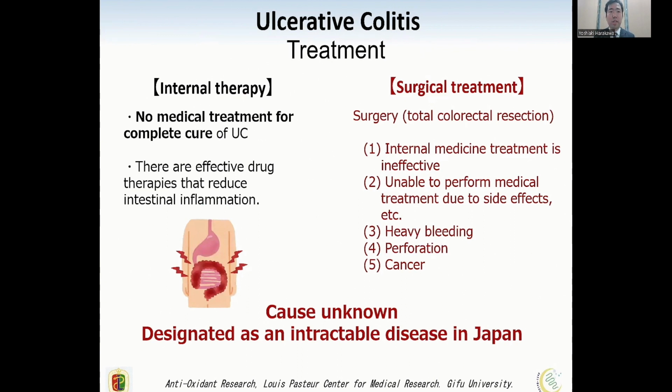In severe cases where medical treatment does not improve, drugs are not available, or cancer is present, surgical removal of the entire colon must be considered. Although this is a serious disease that causes greater suffering to patients, the exact cause of the disease is still unknown, and it is designated as one of the intractable diseases in Japan.